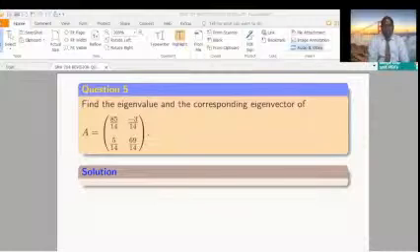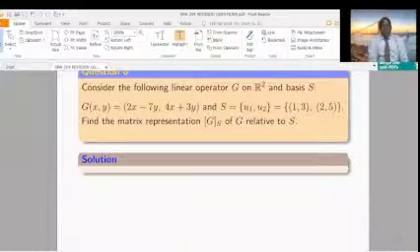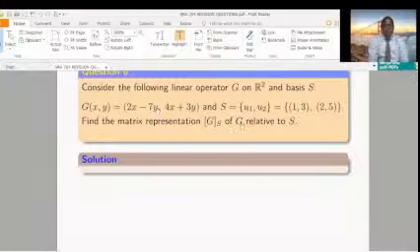Let's look at the next question. Consider the following linear operator G on R2 and basis S, which is given by this, and the operator G is defined as this. Find the matrix representation of G relative to S.